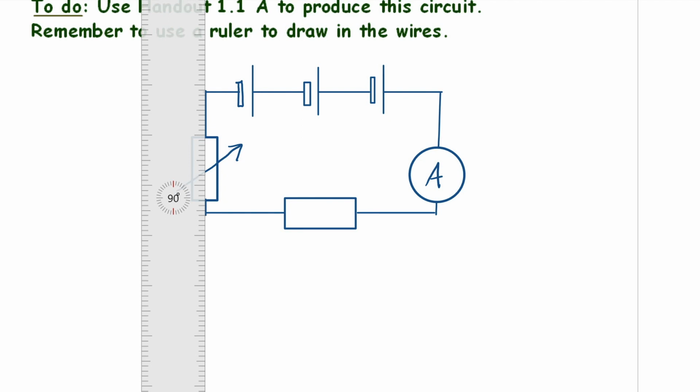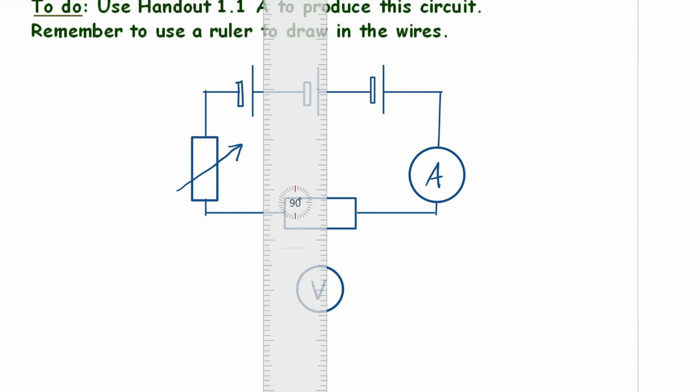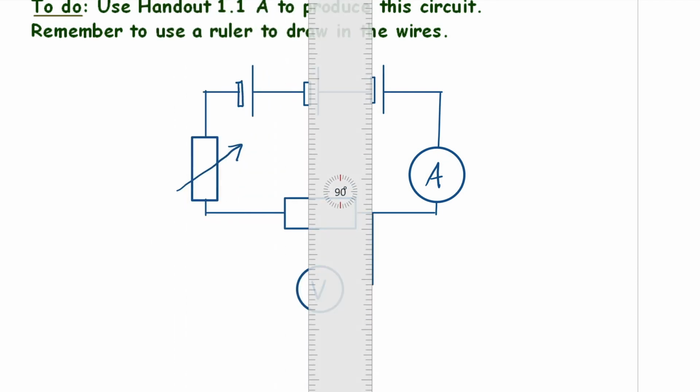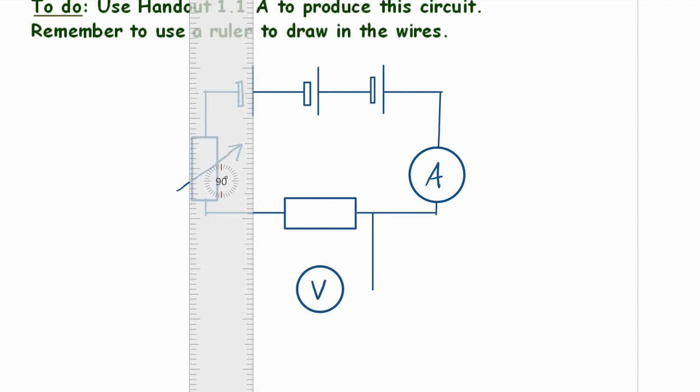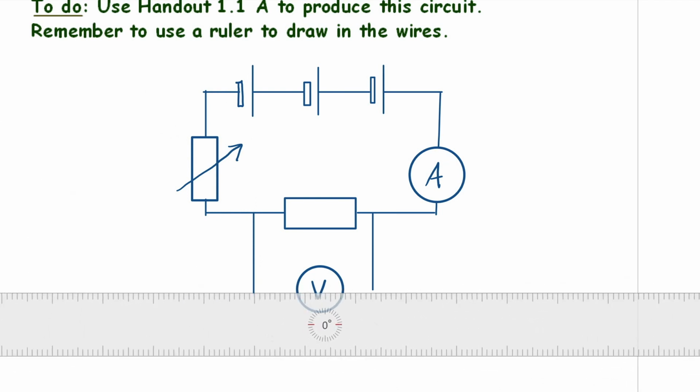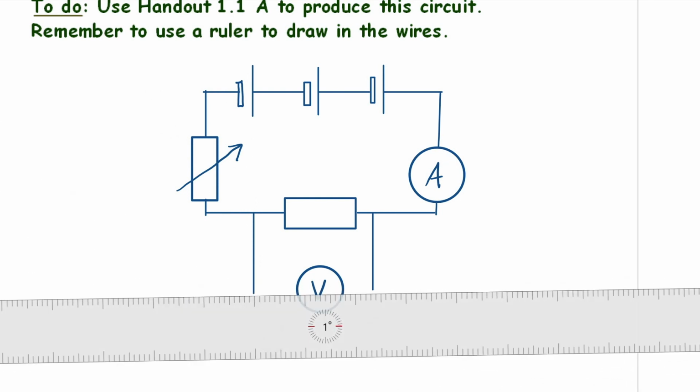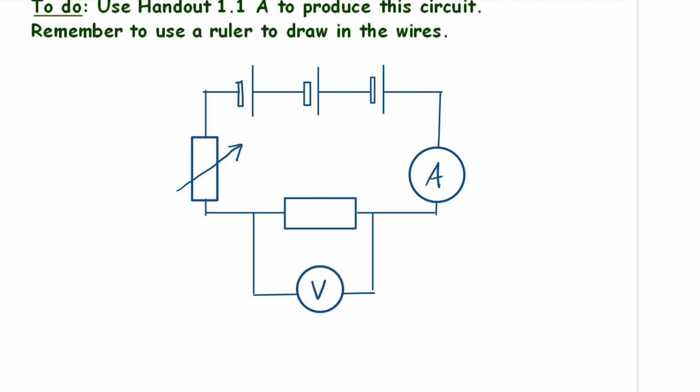Okay. Just missing now the voltmeter. The voltmeter always goes in parallel with a component under test. And that should be job done. Always make sure there's no gaps. There's a little gap there, just filled it in.